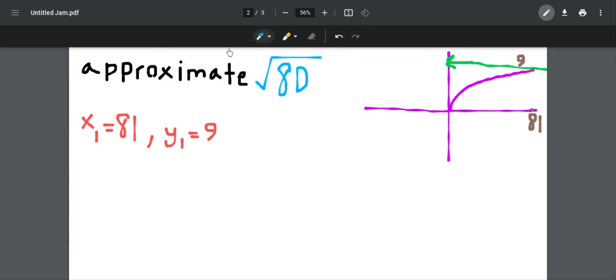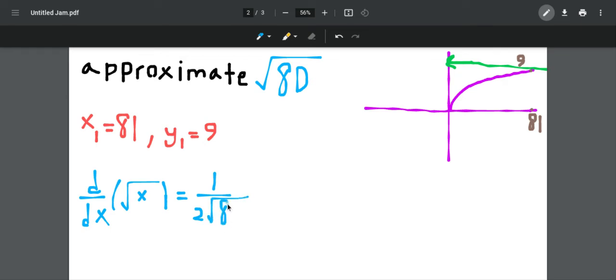For finding the slope, we need to differentiate our function. So we should differentiate with respect to x the function square root of x, because this is the function we are working with. The derivative is just 1 over 2 square root of x. And to evaluate the slope, we need to find the derivative at the x value. Our x value is 81, so I'm just plugging 81 into it. And for our slope, we just get 1 over 18.